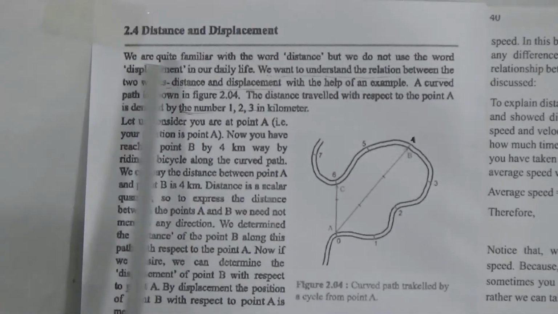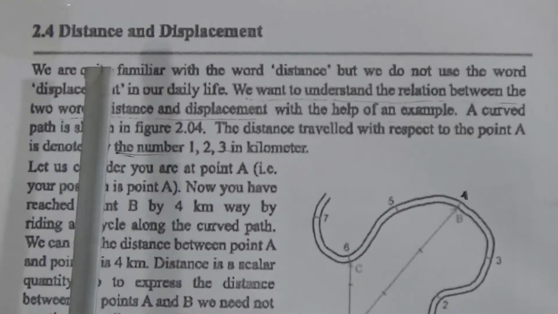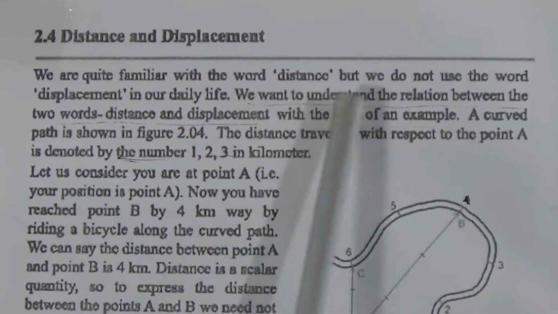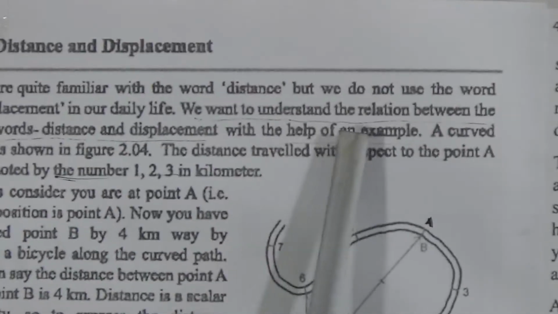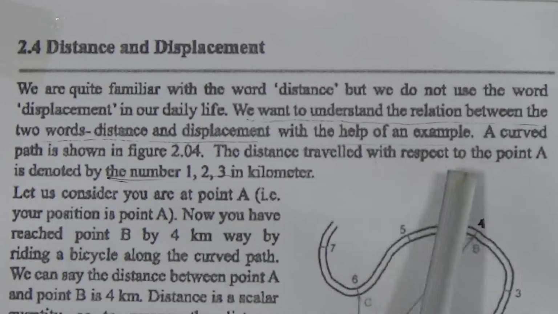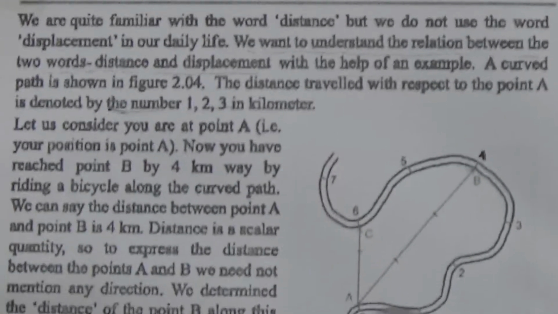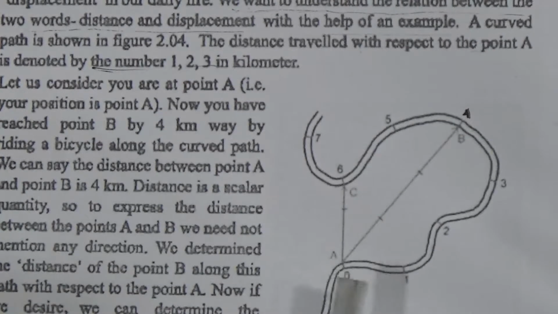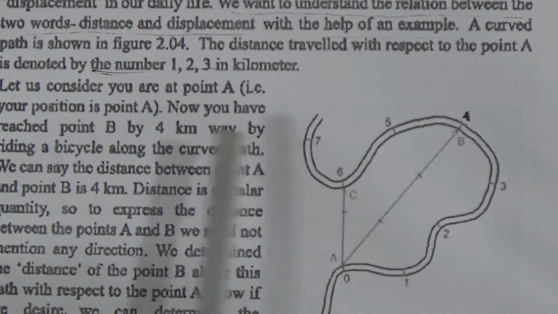Chapter 2, motion. Today we will discuss at first about distance and displacement. Okay, my dear students, listen. We are quite familiar with the word distance, but we do not use the word displacement in our daily life. We want to understand the relation between the two words distance and displacement with the help of an example. A curved path is shown in this figure. See this figure. There is a curved path and the distance traveled with respect to the point A is denoted here by the numbers 1, 2 and 3, okay, in kilometer.